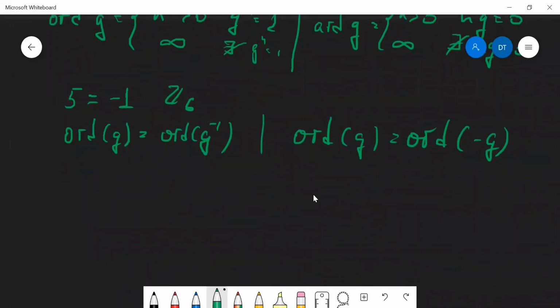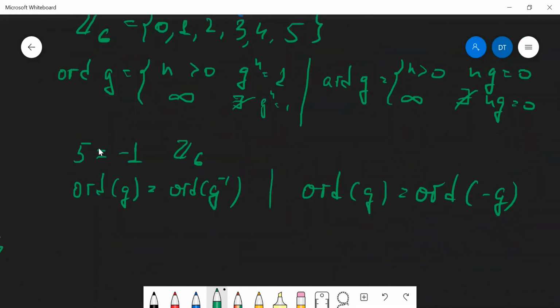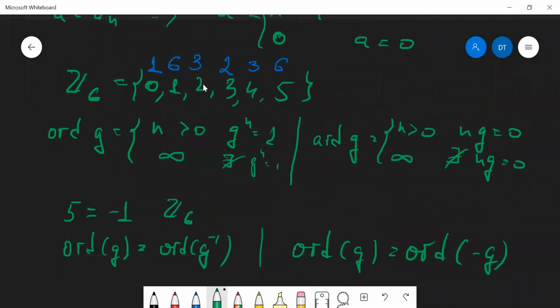Could you explain one more time, please, why the values are exactly these? So I should explain why this equality holds. No, previously. Why, for example, is the order of 2 equal to 3? Why is the order of 2 equal to 3? Okay, no problem.